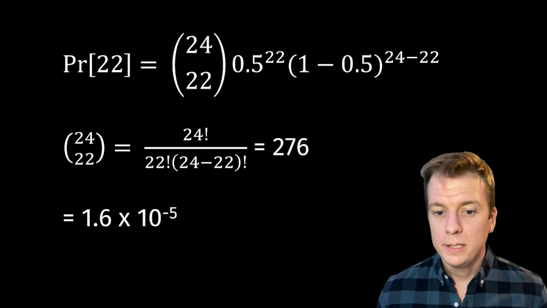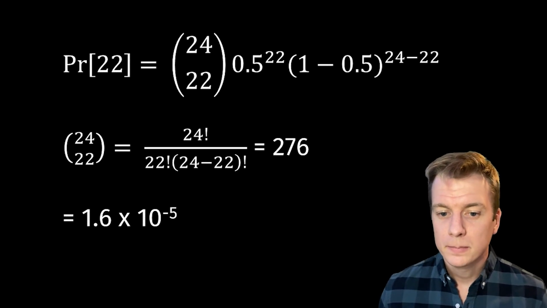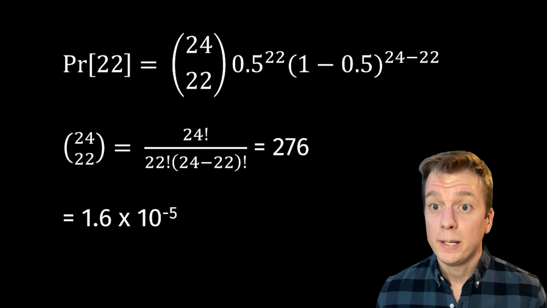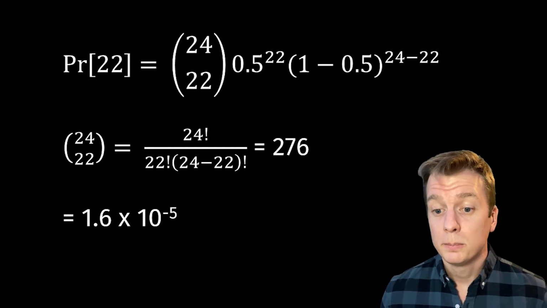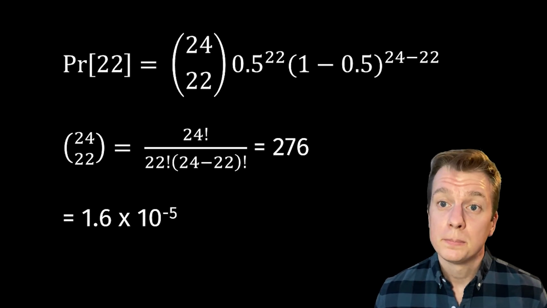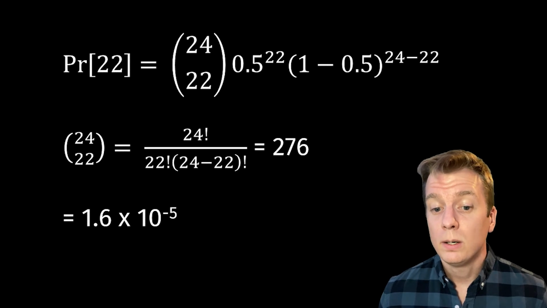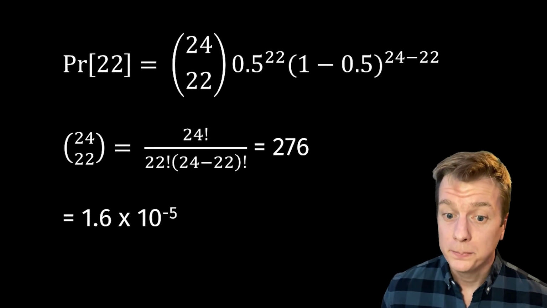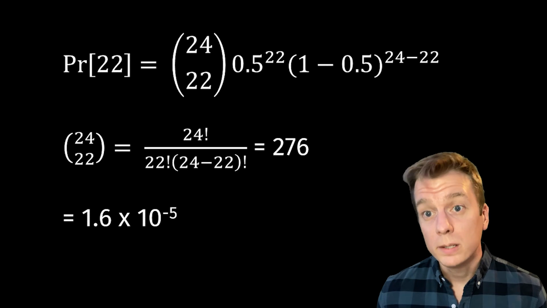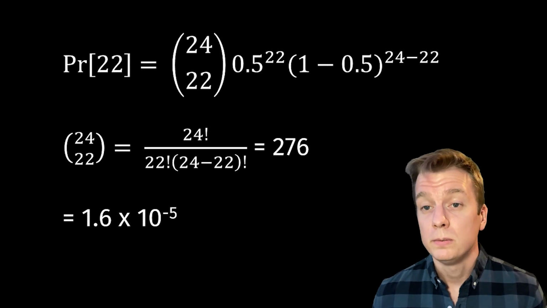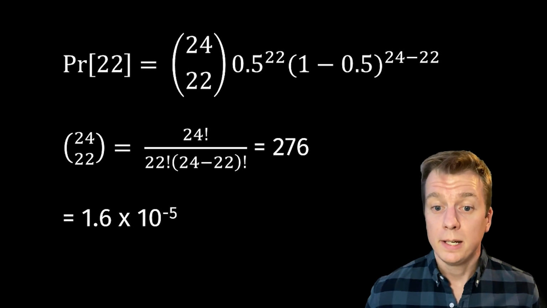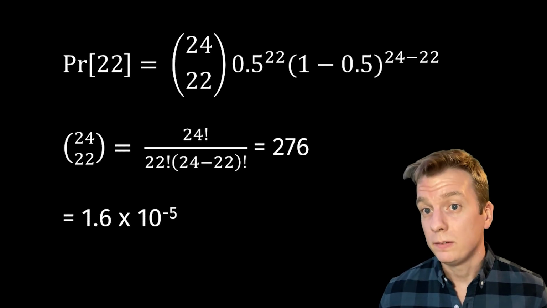The equation would read the probability of 22 equals 24 choose 22 times 0.5 raised to the 22nd power times 0.5 raised to the 24 minus 22 power, which is the power 2. We need to also calculate that 24 choose 22, and that equals 24 factorial divided by 22 factorial times 24 minus 22 factorial. If we use our calculator, or we use R to calculate this out, we'll get an answer of 1.6 times 10 to the negative 5.